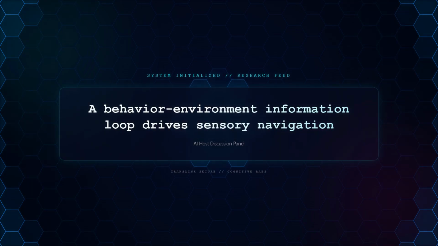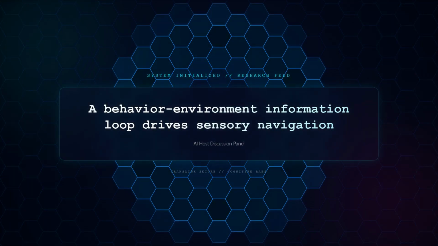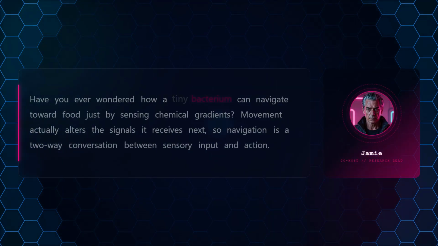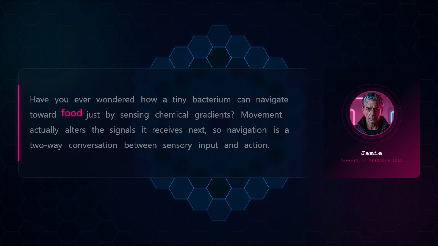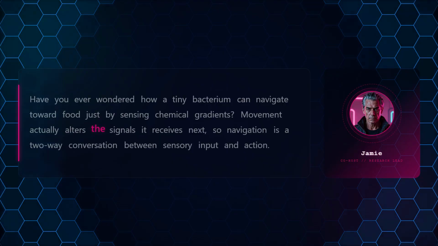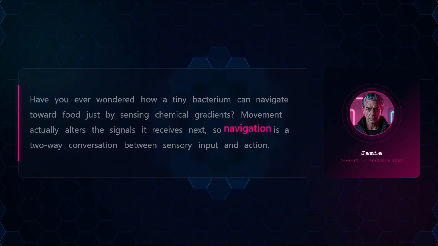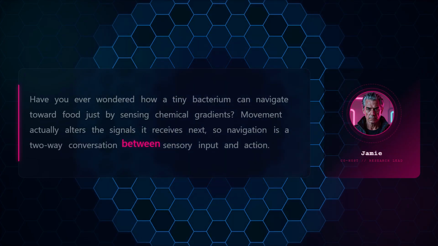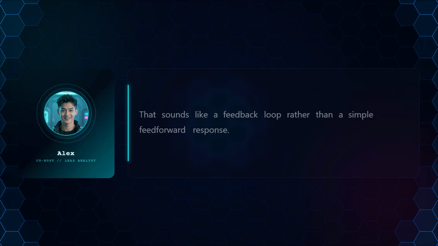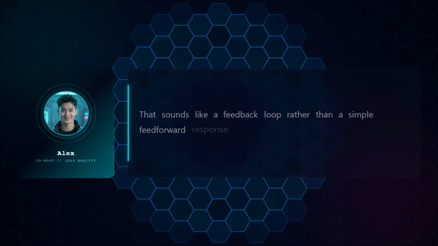A behavior environment information loop drives sensory navigation. Have you ever wondered how a tiny bacterium can navigate toward food just by sensing chemical gradients? Movement actually alters the signals it receives next, so navigation is a two-way conversation between sensory input and action. That sounds like a feedback loop rather than a simple feed-forward response.